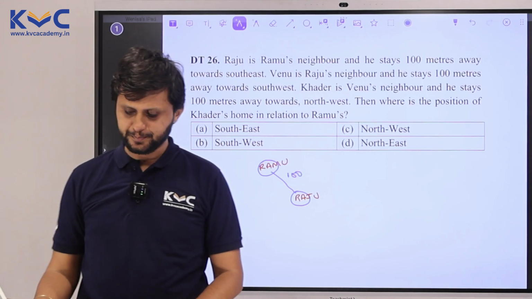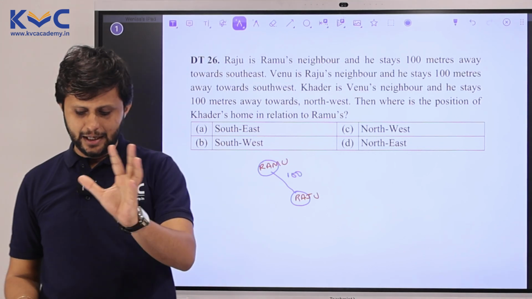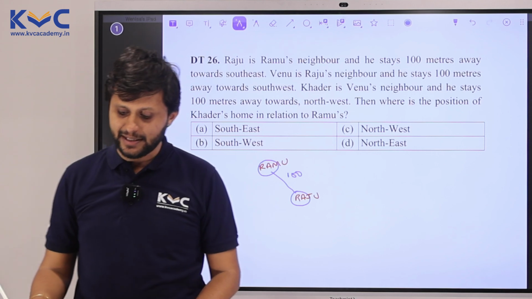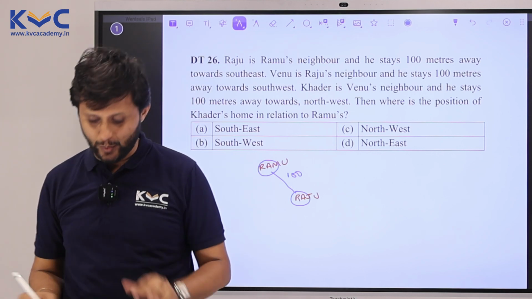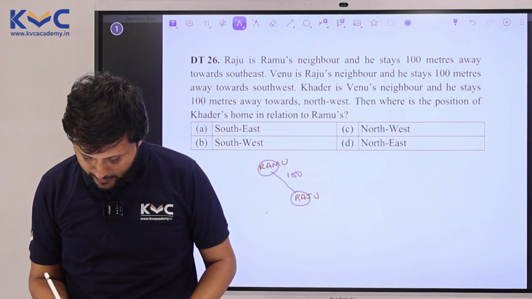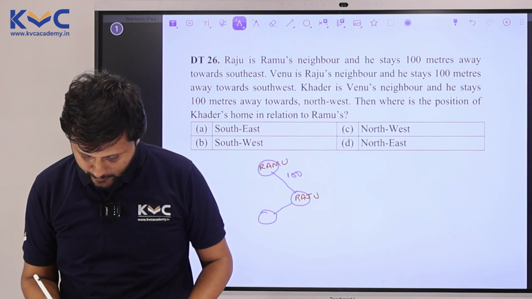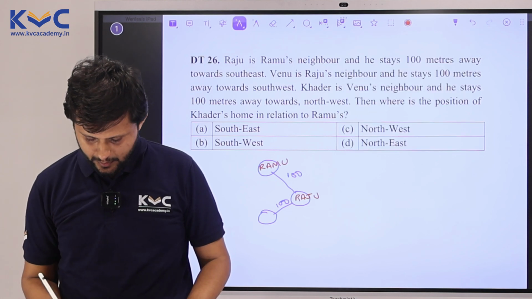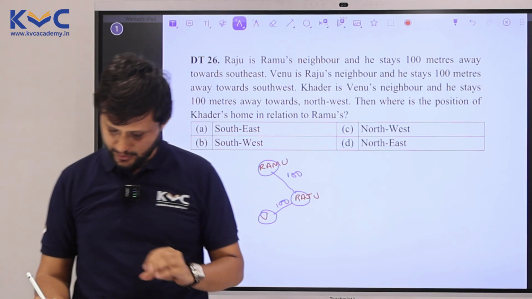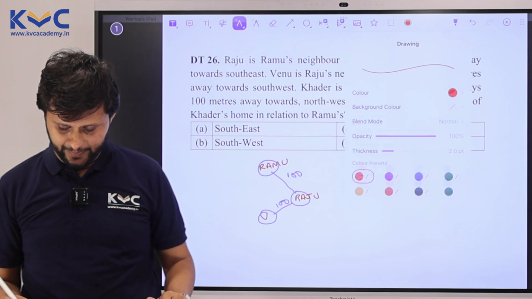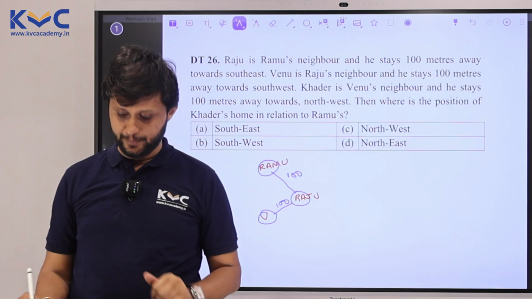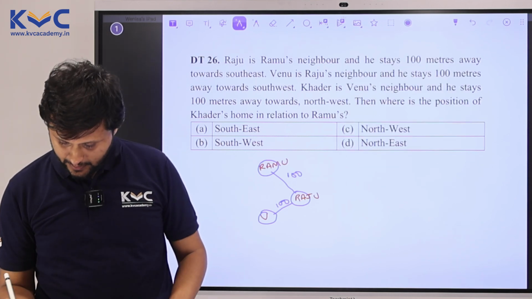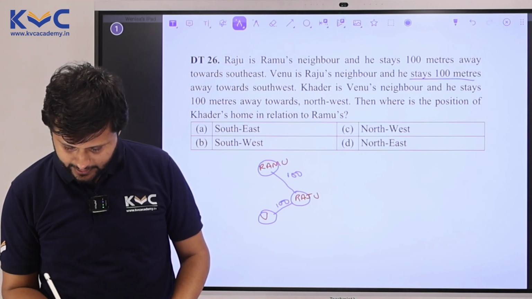That also we know. Continuing, Venu is Raju's neighbor. And he stays 100 meters towards southwest. So 100 meters should be almost equal distance. From here, this should be 100. And here we have Venu. Venu we can only write V. I'm sure there are no other V's over here. Fine. Okay, Venu is also sorted. We have finished up till here, right? Yes, 100 meters till here.